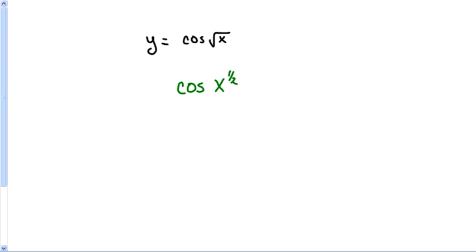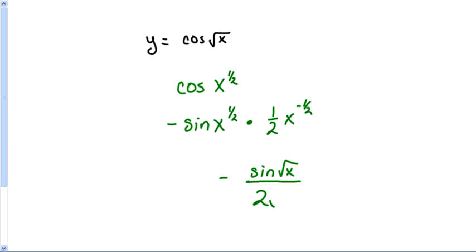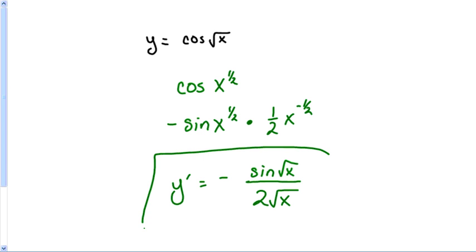Well, this is just a chain rule. What's the derivative of cosine? Negative sine of x to the half times the derivative of x to the half, which would be 1/2 x to the negative half. All right. Now we need to clean this guy up a little. So what's it going to look like? This is negative sine of square root x over 2 square root x. So there is my answer to you, good sir.